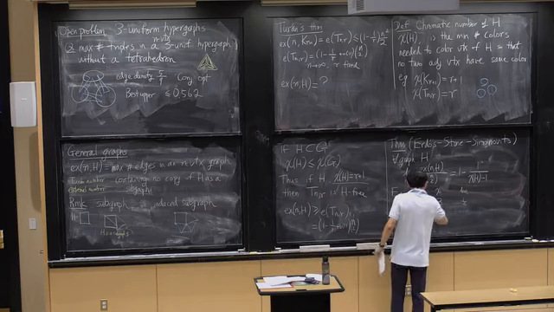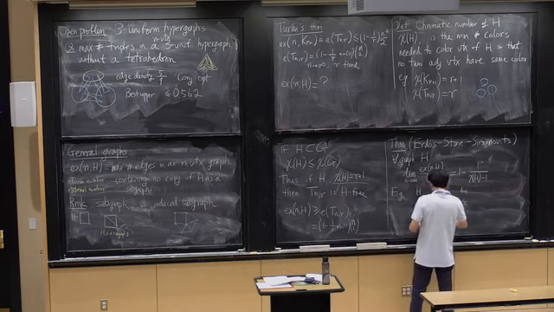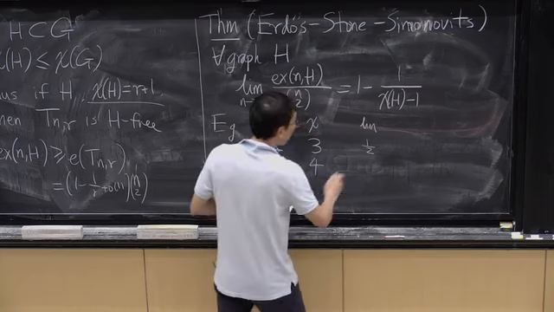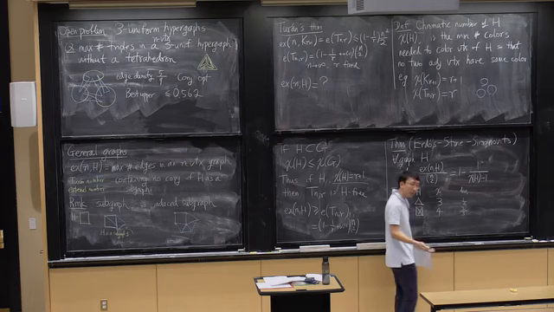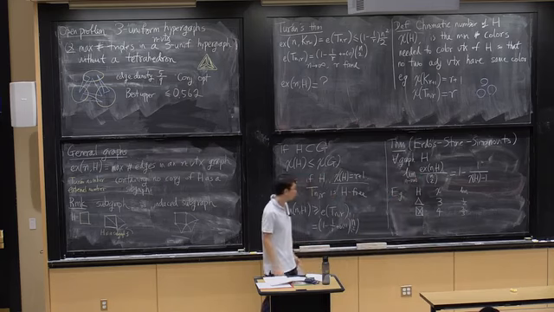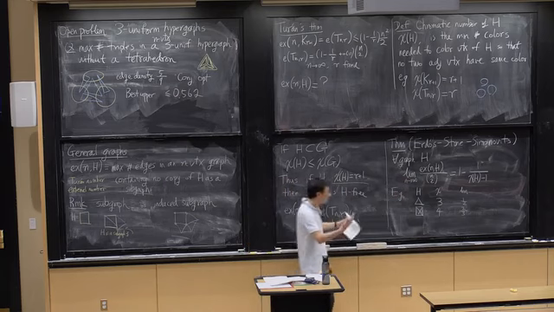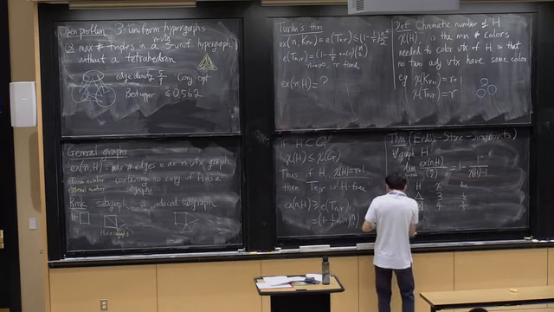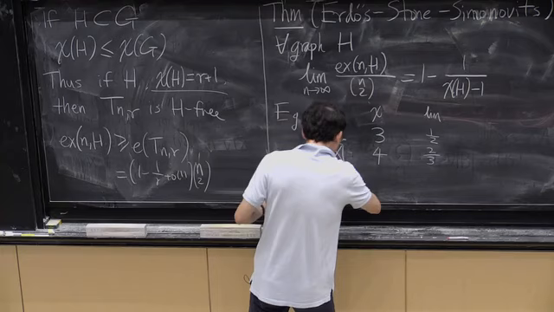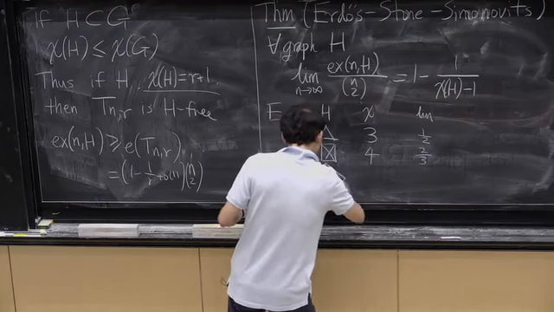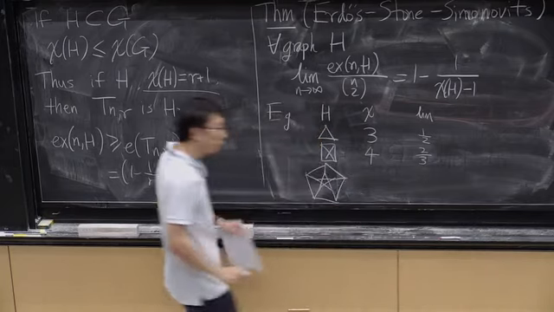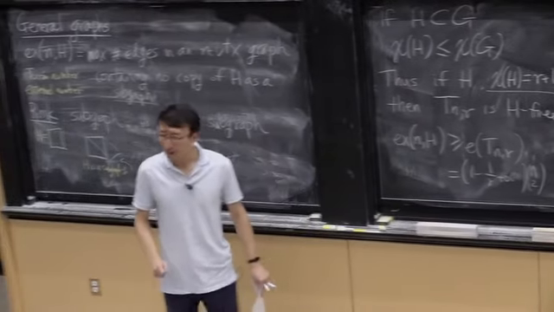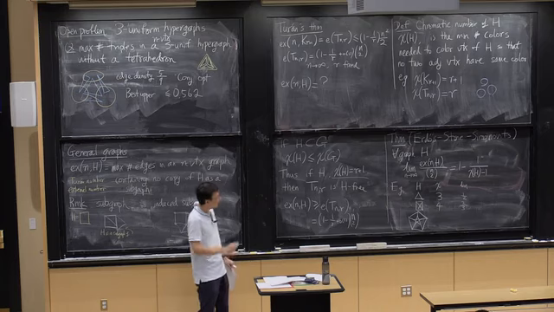If H is a clique on 4 vertices, then the chromatic number is 4, and the answer is 2/3. And also that agrees with Turán's theorem. But I can give you some fairly complicated looking H. So for example, H might be the Petersen graph. Every good graph theory course should feature a Petersen graph at least once, somewhere. So that's the Petersen graph.